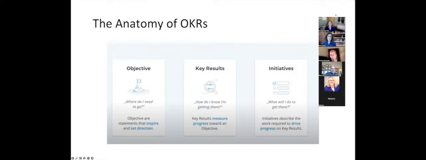So their objective, if I was Scott of the Antarctic and my goal was to discover the South Pole, well, that is a very, very clear objective. Where do I need to go? I need to get to the South Pole before the Norwegians. That would have been my objective. Very simple and straightforward. That was my goal. Really inspirational, setting direction, really clear what I wanted to do. So that's the objective. The key results then are, how do I know I'm getting there?